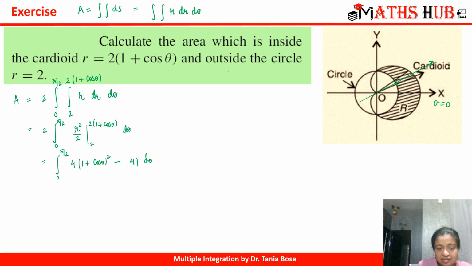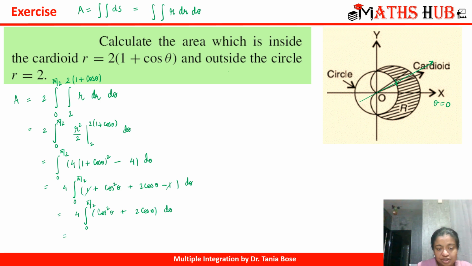Let us solve this. I can take out 4 common. 0 to pi by 2, 1 plus cos square theta plus 2 cos theta minus 1 d theta. So 1 gets cancelled. We have 4 times 0 to pi by 2 cos square theta plus 2 cos theta d theta.